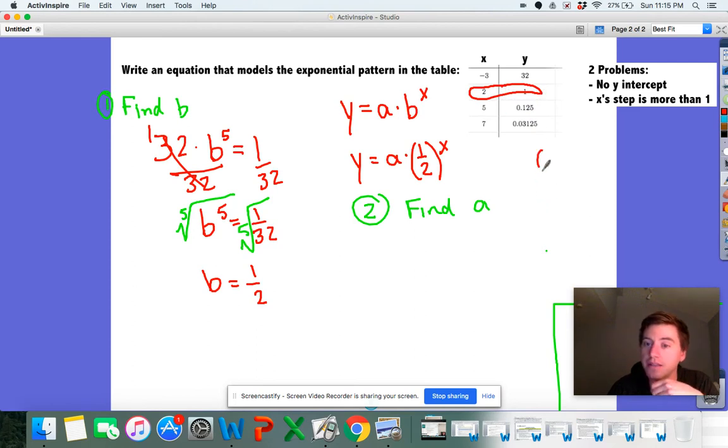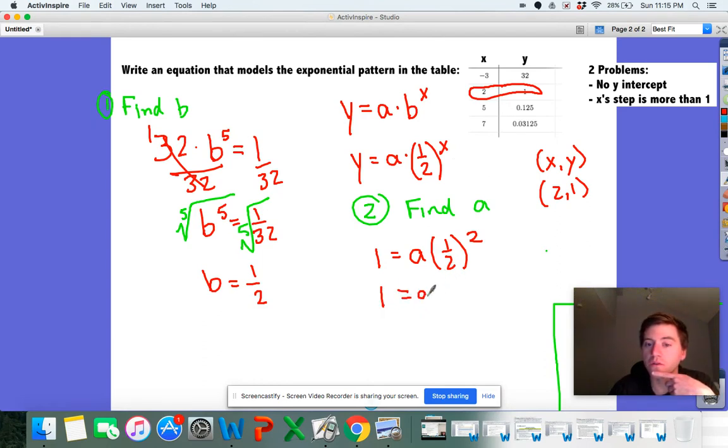So that means the xy point is 2, 1, right? Where x is 2 and y is 1. So let's just plug those in. Y is now 1 equals a times 1/2 to the power of x, and x is now 2. Just plugged in x and y. So all I got to do is solve here now.